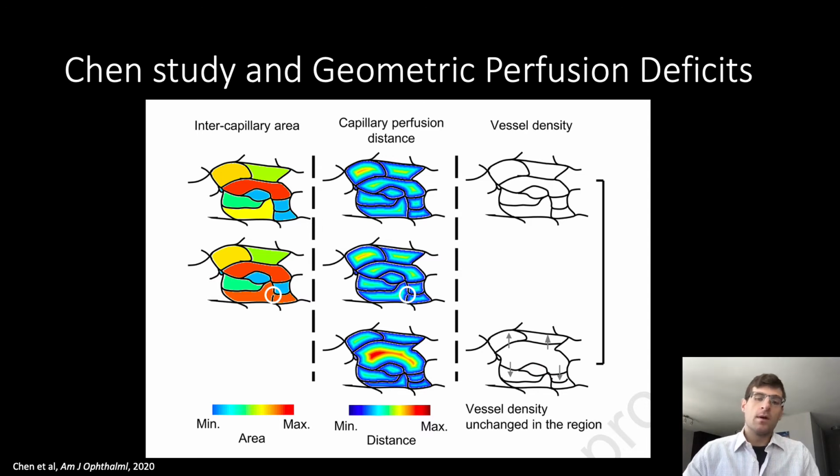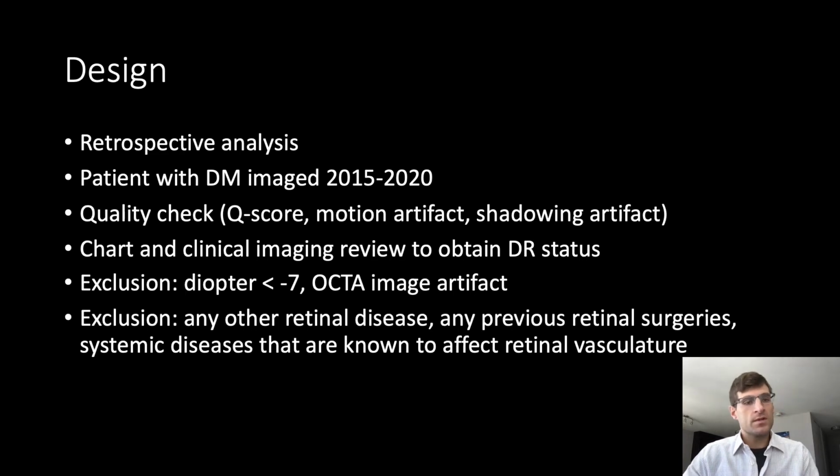So in our study, we did a retrospective analysis, and we took patients that were imaged on the OptiView between 2015 and 2020. We did a strict quality check, Q-score of greater than 7, limited motion artifact and shadowing artifacts. We did our chart check or clinical imaging to obtain the DR status. So in about 2/3 of patients, we had these Optos or color fundus photographs, and we did the diagnosis ourselves. But for the last 1/3 of patients, we just did what the clinician wrote on the chart that day.